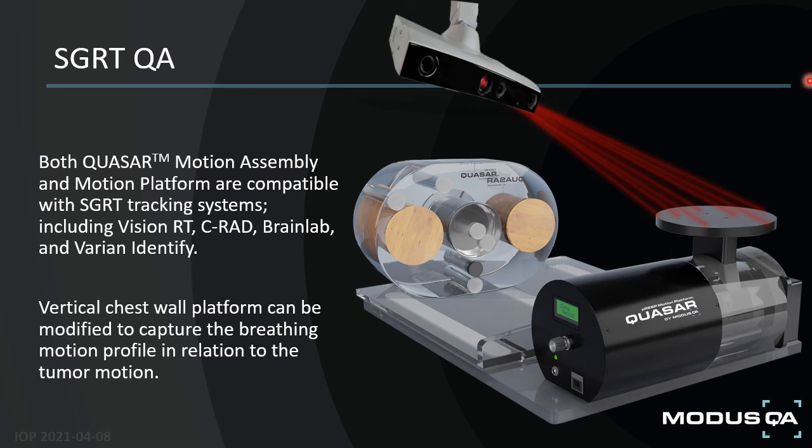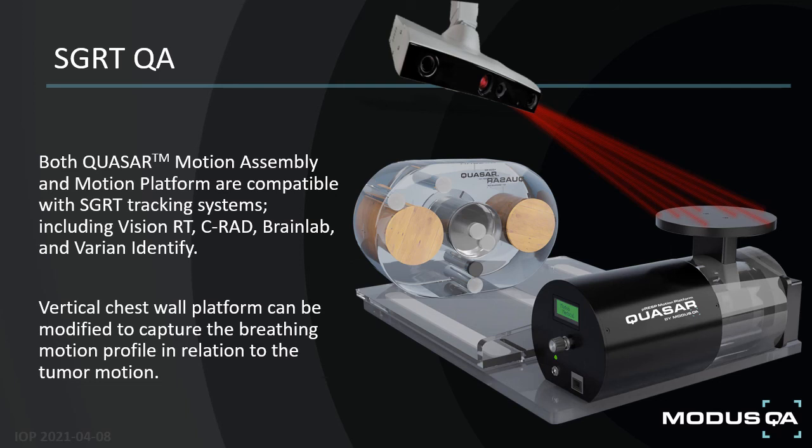And so the last thing I want to do right now is to highlight this vertical chest wall platform right here. Currently, as there is an increase in the use of surface-guided radiation therapy, and a lot of users do want to take advantage of these systems during motion management, both the motion assembly and motion platform actually have the ability to monitor the chest wall motion with this sensor.